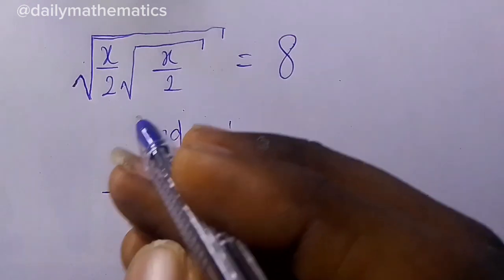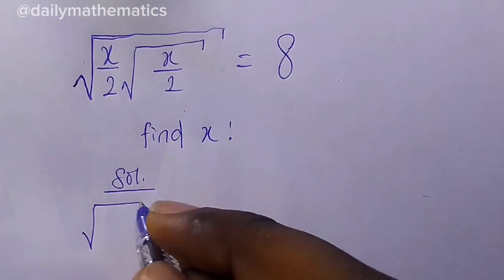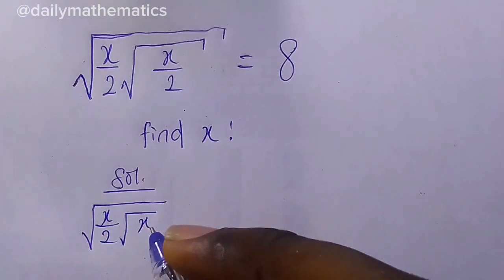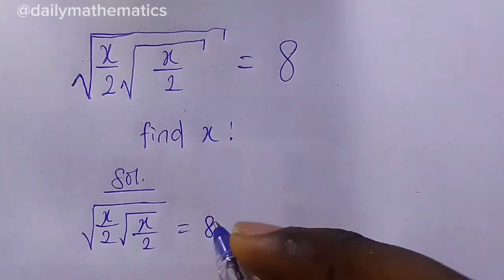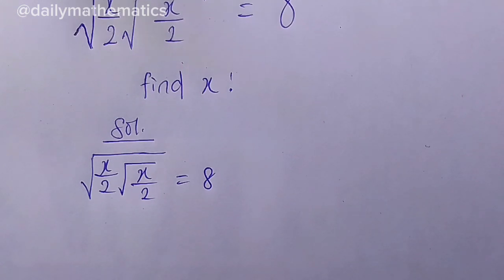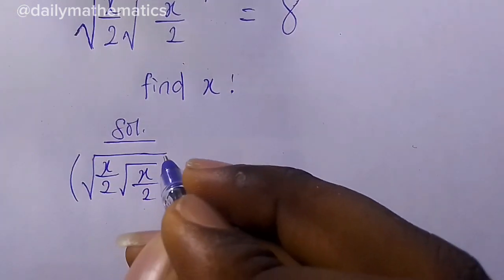Let's rewrite the question. We have the square root of x over 2 and another square root. We have a double square root, x over 2, equals 8. Now the first thing we're going to do is to square both sides in order to get rid of the square root. So we square both sides.